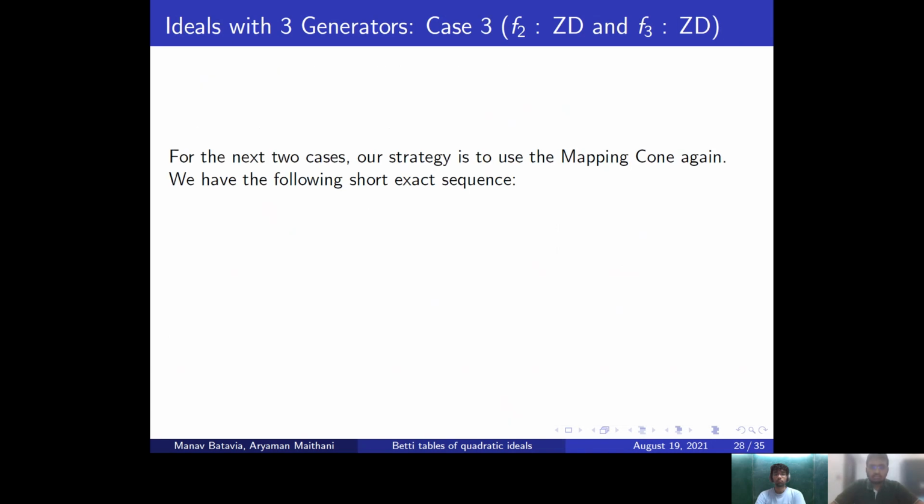For the next two cases, our strategy is to use the mapping cone again. We have the following short exact sequence: 0 going to R mod (f1, f2) colon f3, shifted by minus 2, to R mod (f1, f2) to R mod (f1, f2, f3). This minus 2 once again is just to maintain the degree. So the map over here is multiplication by f3, and since f3 is a quadratic polynomial, to maintain the degree we must have minus 2 over here.